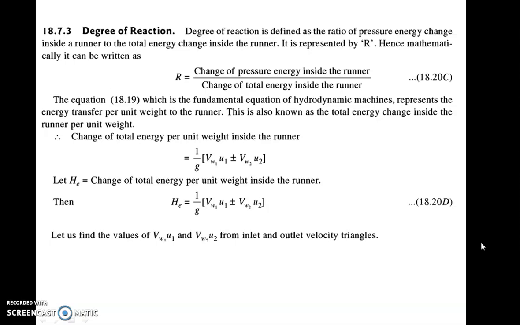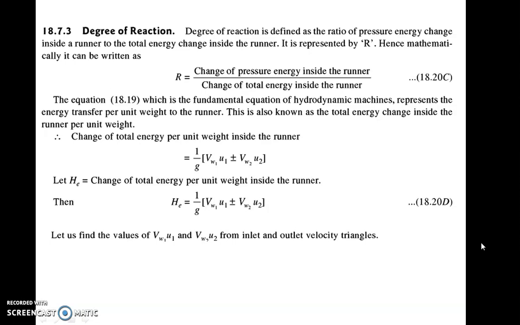Now let us quickly move towards the next part which we were looking at, that is called the degree of reaction. Now the main part which is differentiating between impulse turbine and reaction turbine, that is the degree of reaction. Here the things will be clear to you. What is the basic definition of degree of reaction? Now I have told you, in case of impulse turbine the total pressure energy is converted to kinetic energy at the exit of the nozzle, while in case of reaction turbine the pressure energy is converted partially into kinetic energy and pressure energy. That's why the remaining pressure energy is going to be converted into kinetic energy inside the runner. Okay, so there is a decrement in pressure across the runner, while there is no decrement of pressure in case of impulse turbine across the runner.